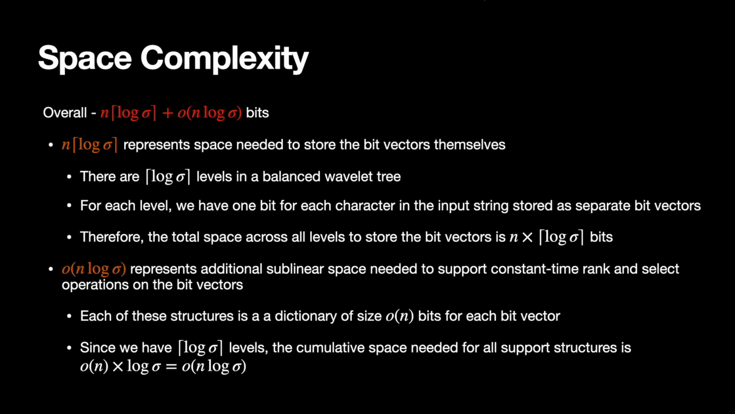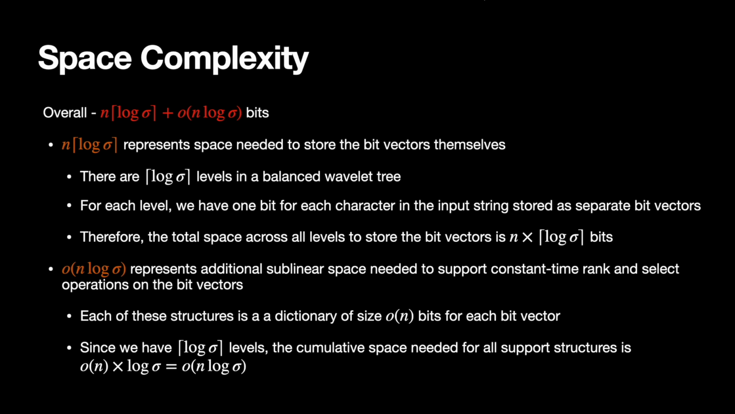What I mean by that is, if our original encoding of the string is 11 characters, because each one becomes 0 or 1, then as we go down the tree, these characters are split up into separate bit vectors, but they're all going to sum to 11 each time, all the way down to the very last level before the leaf nodes. So the total space across all levels to store these bit vectors is n times the height of the tree, log sigma bits.